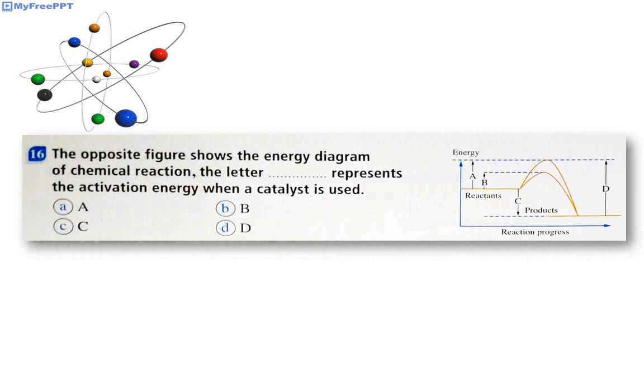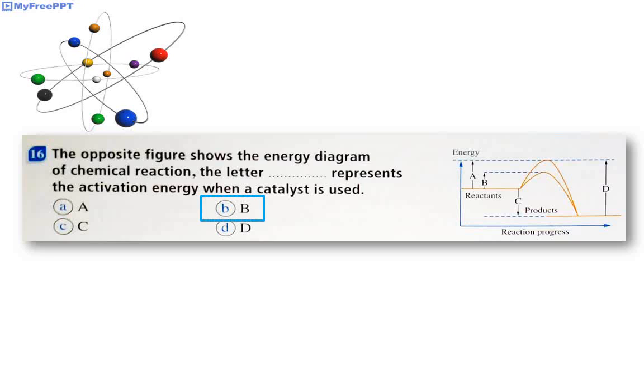Another question here, question number 16. I think it's important and we will discuss it. The opposite figure shows the energy diagram of a chemical reaction. Which letter, A, B, or C, represents the activation energy when a catalyst is used? Okay, what do you think about the activation energy when a catalyst is used?